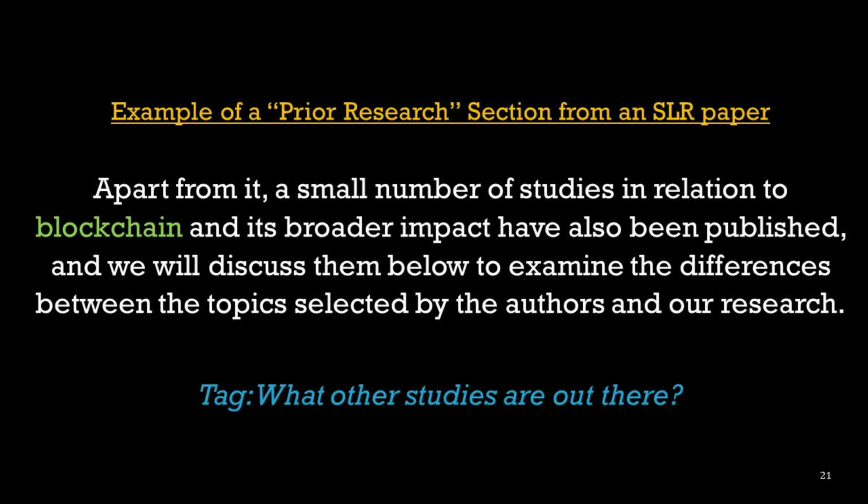The next thing that you will see written in this is what other studies are out there. So this was one paper that we summarized. This was the latest paper that we found published this year. This is the summary. This is our opinion. But other than that, what is out there? Apart from it, a small number of studies in relation to blockchain and its broader impact have also been published. And we will discuss them below to examine the differences between the topics selected by authors and our research.